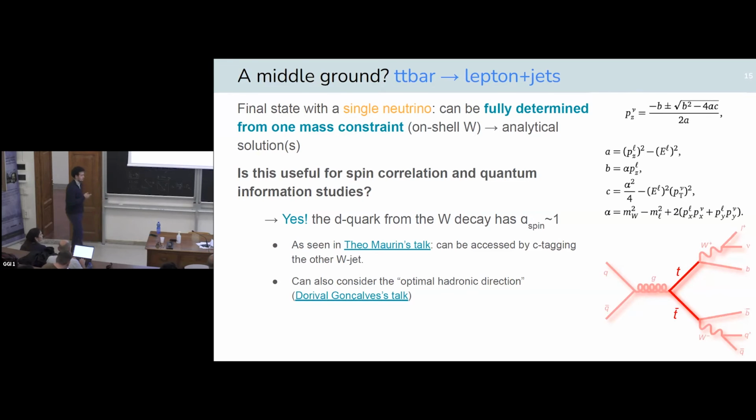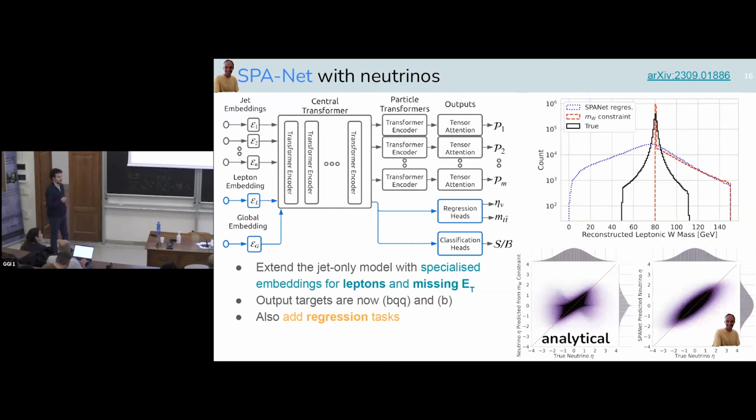and this was shown in Dorival's presentation. So again, you can throw machine learning at it, and we can take the same SPANET model that's very, very good at dealing with our jets and just extend it with some specialized embeddings for the leptons and the missing energy. Looks pretty much the same, and we add to the model the ability to regress some quantities, so the neutrino properties and perhaps MTT bar. You can regress whatever you want on top of that.